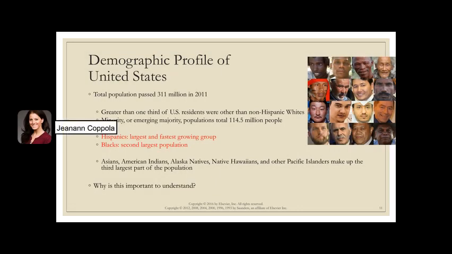So just a little bit about demographics of the United States, and this information actually was collected in 2011, and I'm sure the data has changed just a little bit, but as you can tell, Hispanics are the largest and fastest growing population in our country, where the Black population are your second largest. There is greater than a third of U.S. residents that are considered other than non-white, non-Hispanic whites.